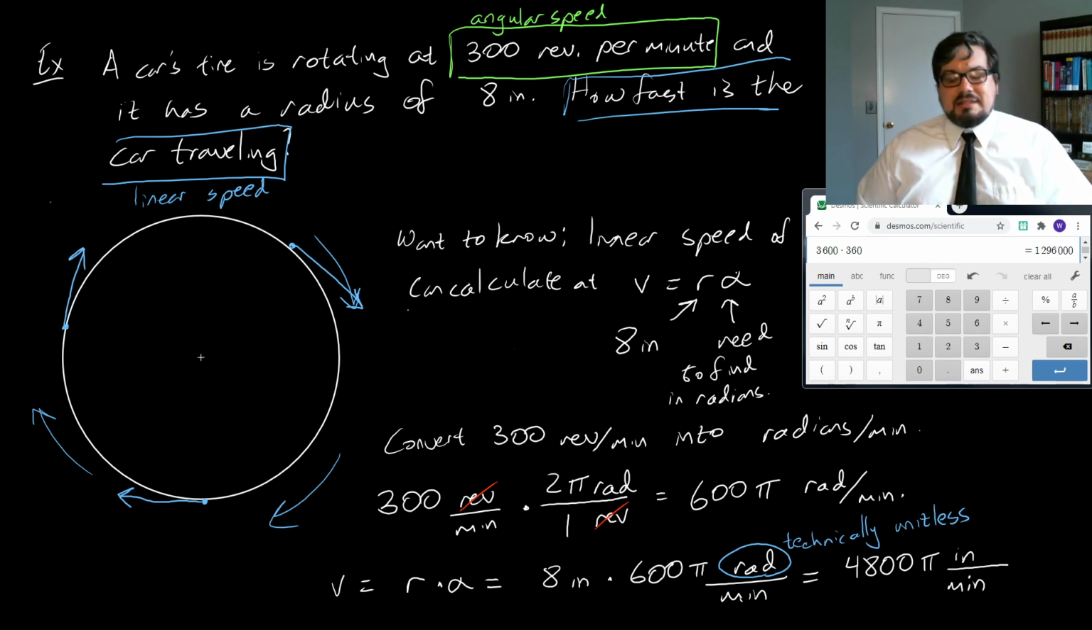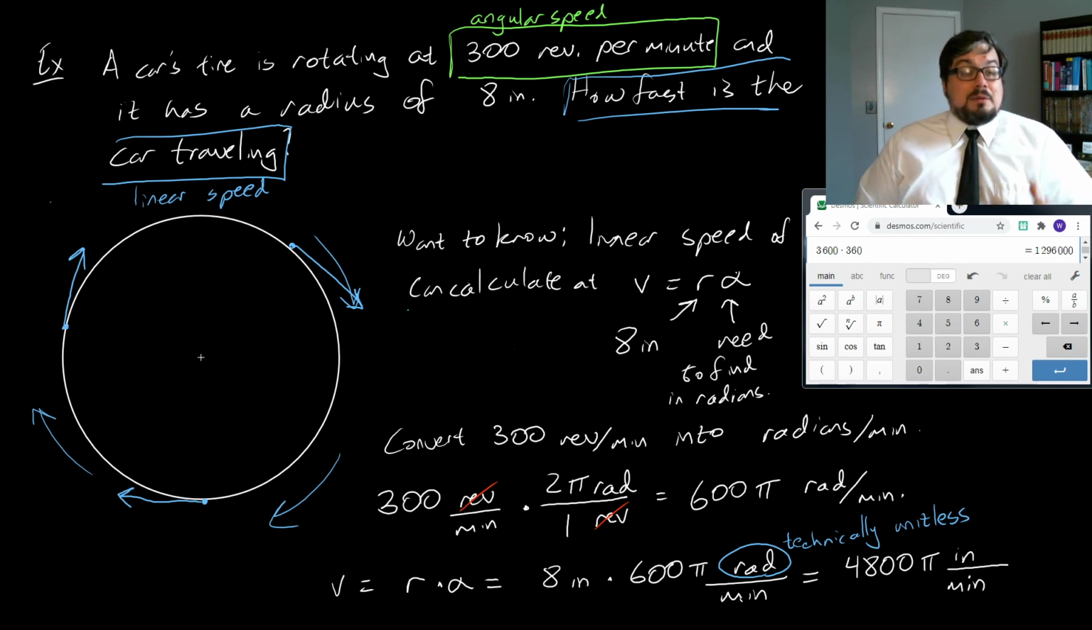There are a couple things about this that aren't super ideal. First of all, 4,800 pi is not a particularly easy to comprehend number. And in most practical applications, you'll want to throw this into a calculator in order to get an approximation for it, which won't be exact, but will be close enough for the applications or experiments that you're doing. However, possibly a bigger issue here is the fact that our units are now inches per minute.